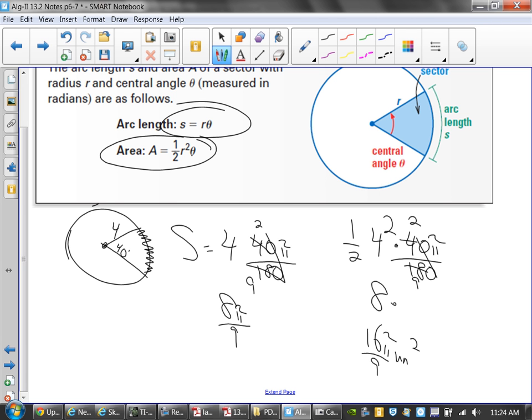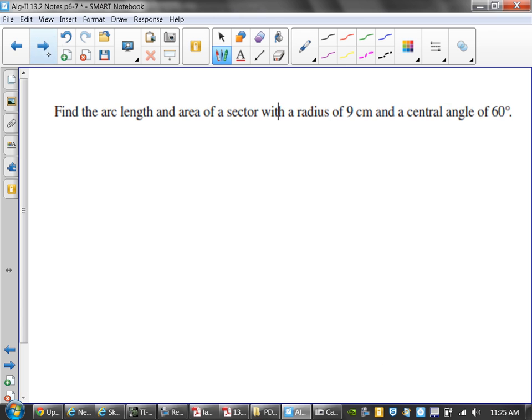Again, all of this is, to be honest with you, direct substitution from the formula. You're going to be given a degree measure and you're going to be given a radius. Substitute in, find the arc length, and then find the area of the sector given that information. Okay? Probably one of the easier things we've done. I hope.